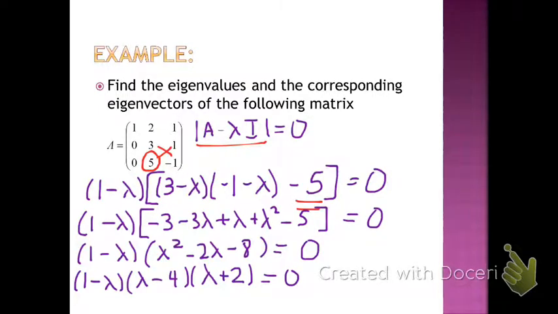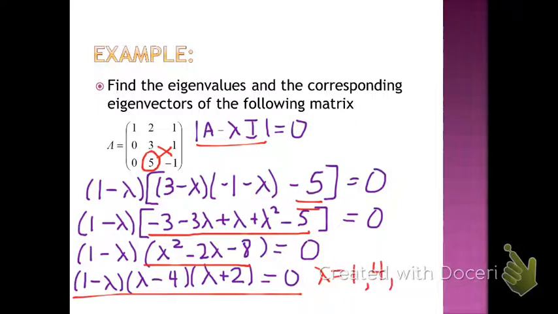Now we want to do the algebra for this. So here we will expand what is in our brackets. Adding our like terms together, we get this here. And then simplifying, we get this expression here, which is a simplified form of our characteristic equation. And we notice that lambda will be equal to 1, 4, and negative 2. So these here are our eigenvalues for this matrix.